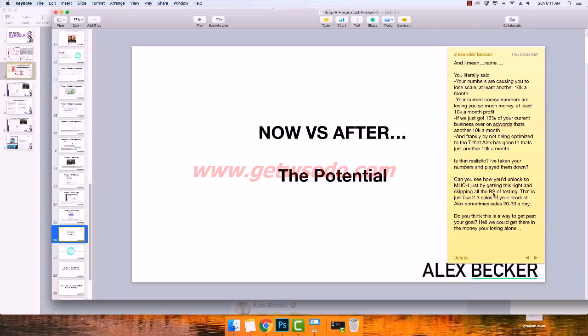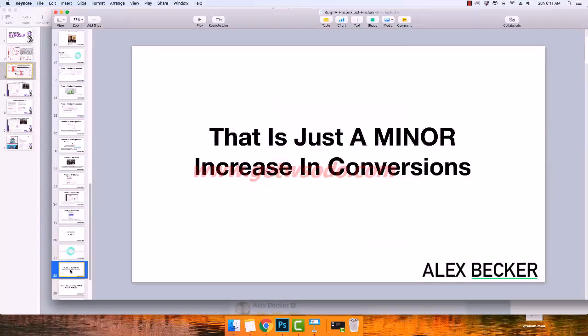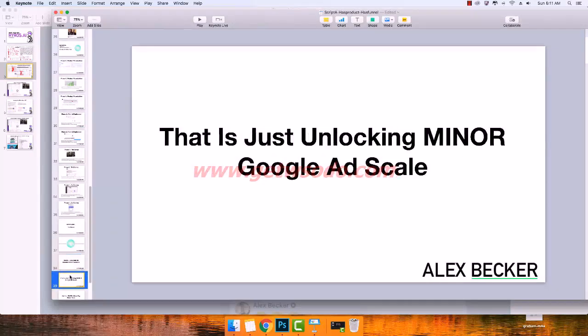Can you see exactly how much more money you'd make just by getting these things all fixed? They say yes. Okay, well, the Iron Blueprint is $5,000. And when you look at the numbers right there, that's just a minor increase in conversions from your webinar. That's just unlocking minor Google scale, not going out there and getting the $20,000 a day spent, just getting $1,000 a day, $500 a day on there, easy.